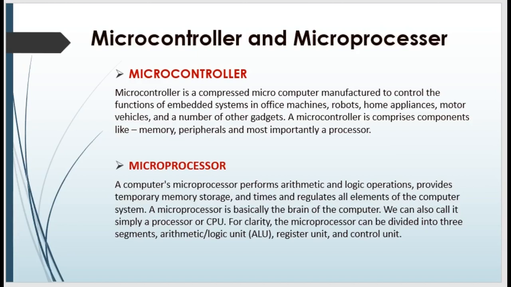Now we will study the difference between a microcontroller and a microprocessor. A microprocessor is useful in personal computers, whereas a microcontroller is useful in embedded systems. The microprocessor uses external buses to interface to RAM and ROM. On the other hand, a microcontroller uses internal controlling buses. These are some introductions about microcontrollers and microprocessors.